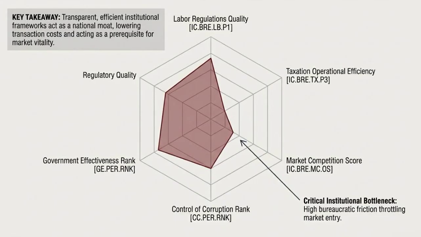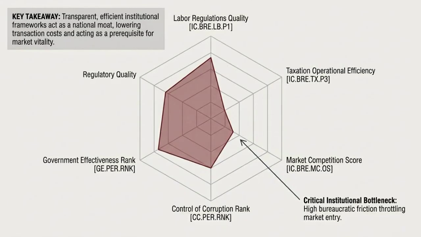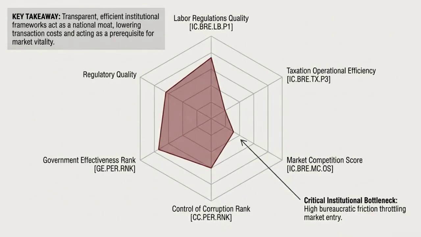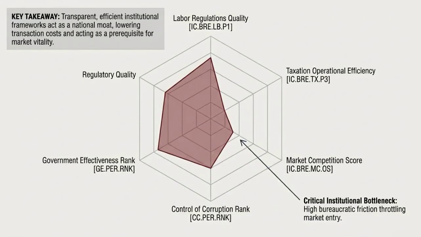They really want to attract that foreign direct investment. A global logistics company decides they want to build a massive automated warehouse near the capital. But when they look at the Be Ready score for business entry and tax administration, the numbers are just abysmal. What does that actually mean on the ground for that company?